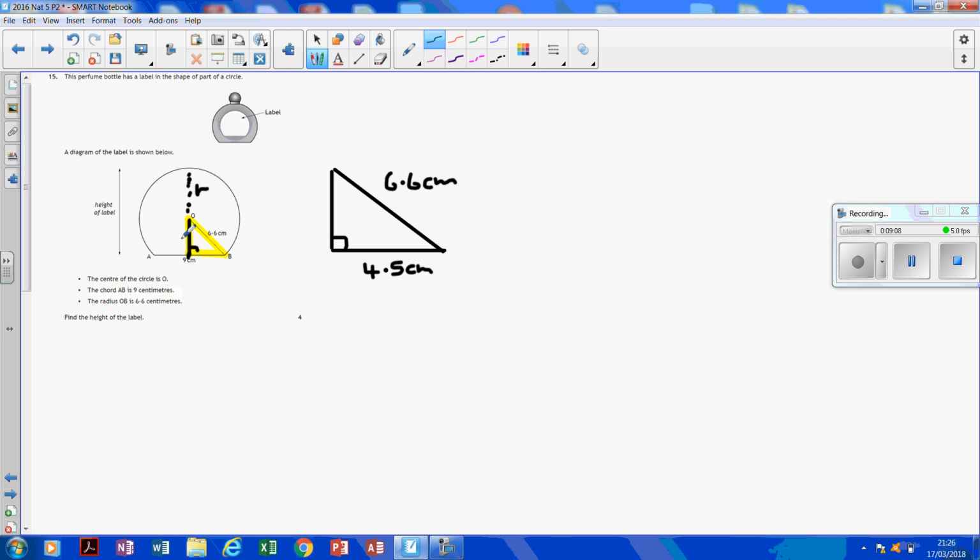So if we work out this wee bit and we call it x, then the height of the thing is x plus the radius. Now it's Pythagoras, it's a shorter side, so to work out the shorter side we take away. So x squared is equal to 6.6 squared minus 4.5 squared.